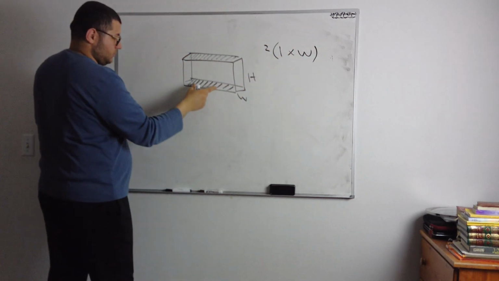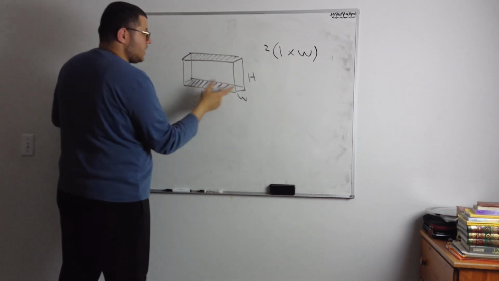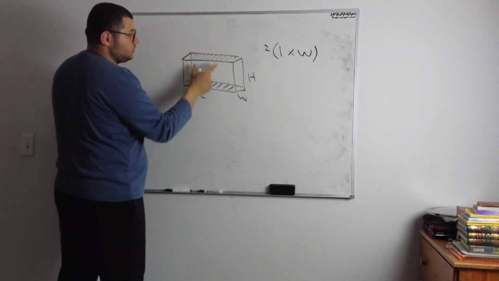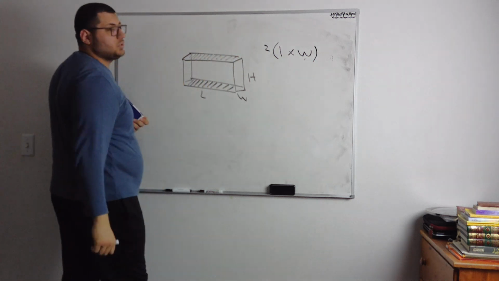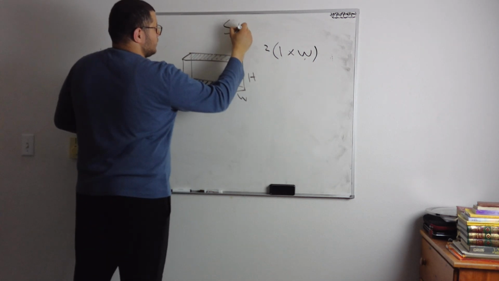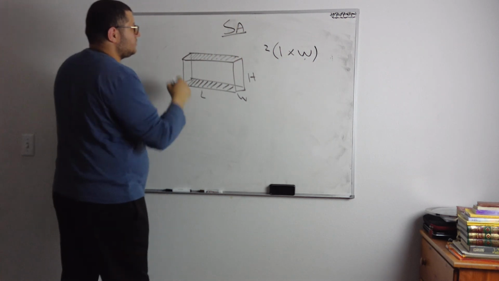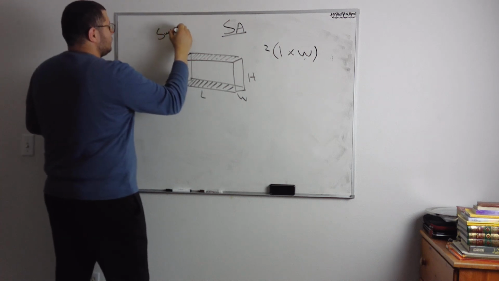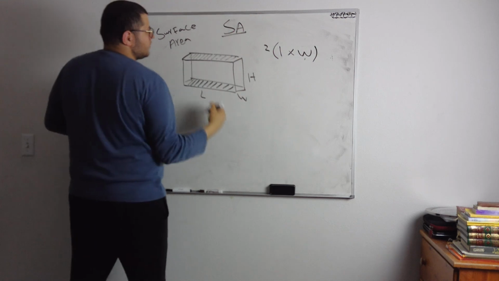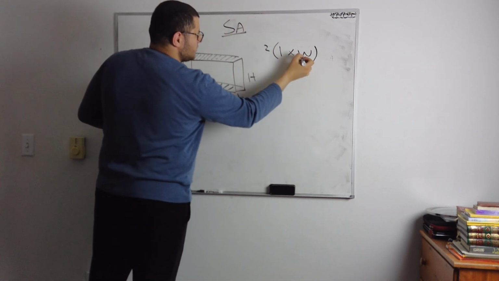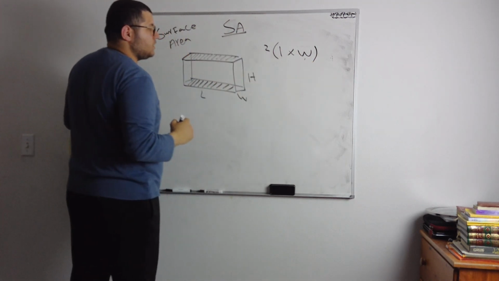That means we found that one right here, length times width, and we also accounted for that one. So there's 2 of them. We take the length times the width, and we multiply it by 2. So this is surface area. SA means what? Surface area. Okay, so we took the length times the width, and then we multiplied it by 2.